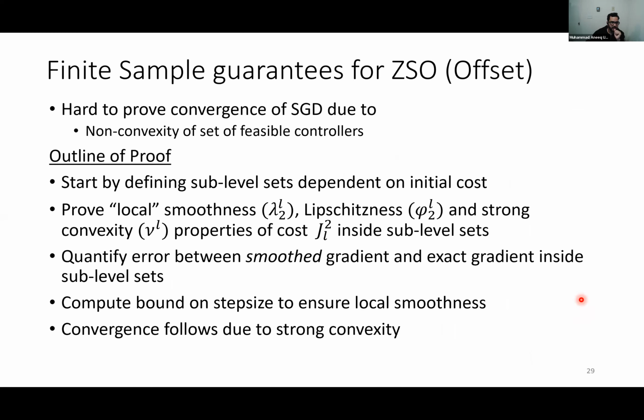And just a short outline of the proof. The proof was a bit hard because of the non-convexity of the set of controllers. It relies on defining sublevel sets. By defining these sublevel sets, we can ensure that the local smoothness, Lipschitzness, and convexity properties are satisfied, and also the cost doesn't go to infinity. Then we quantify the error between the smooth gradient and the exact gradient, and we ensure that if the step size is bounded, then these properties of the cost function are satisfied, and then the convergence follows due to strong convexity.